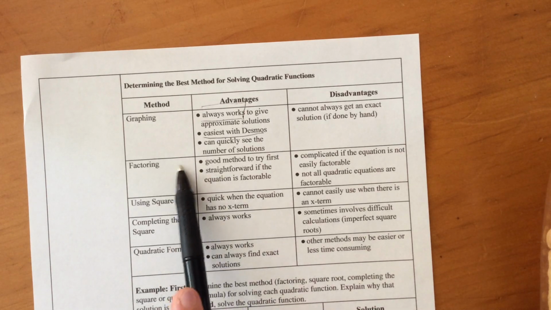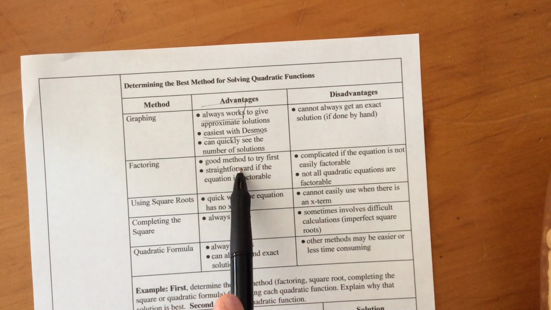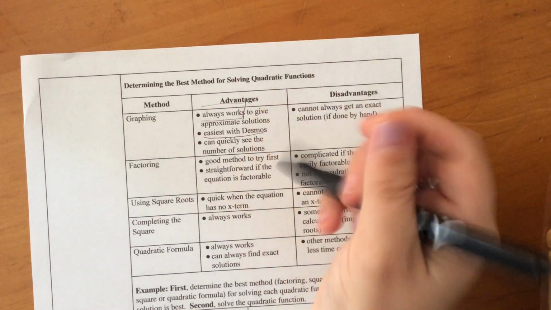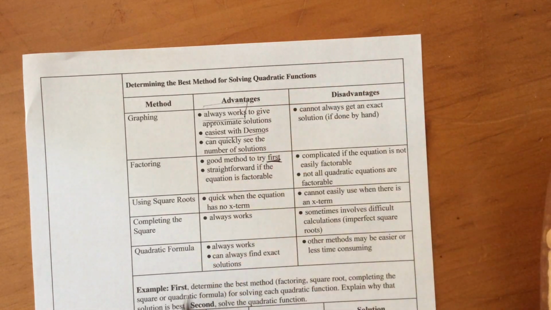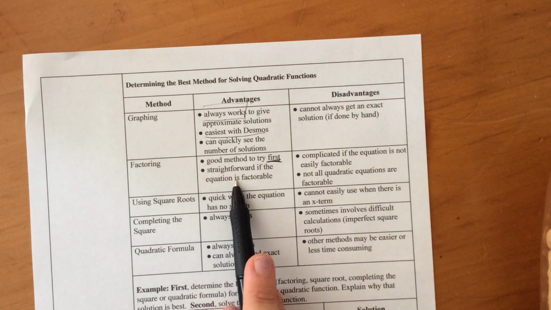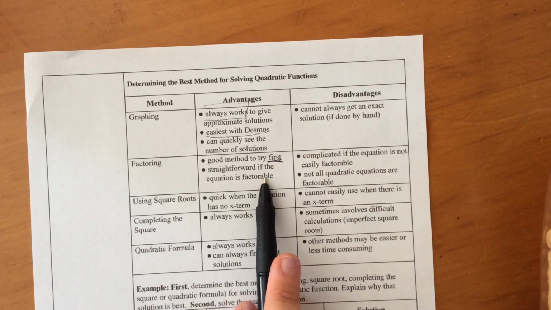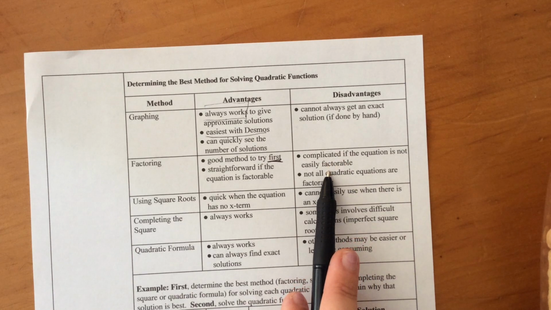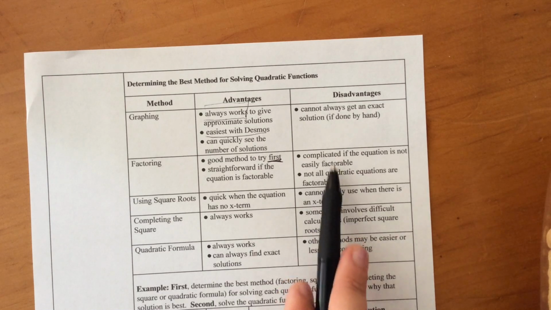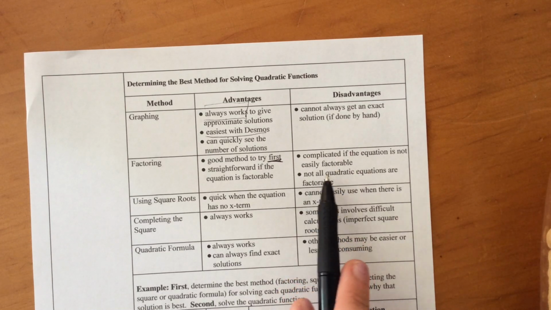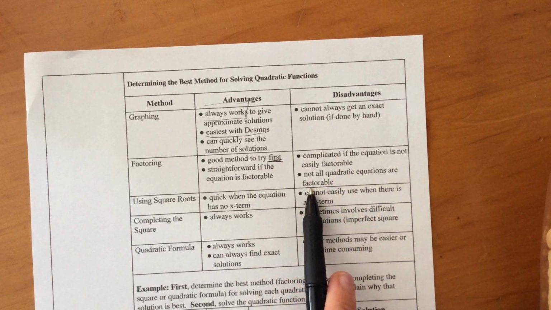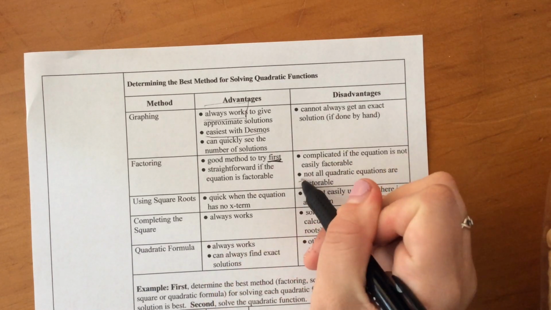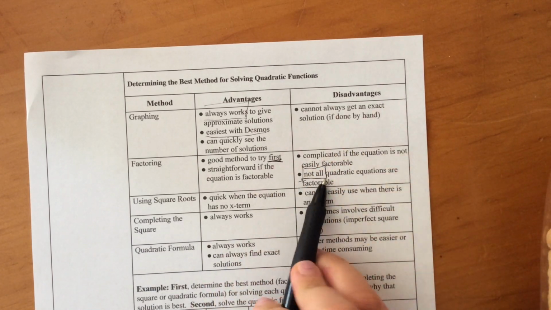Our next method that we learned was factoring. So this is always a good method to try first. It's straightforward if the equation is factorable, so you can know right away. Some disadvantages are it's complicated if it's not easily factorable. So if it comes out to be decimal or you can't notice it right away, it can be complicated. Not all quadratic equations are factorable. So this does not always work.